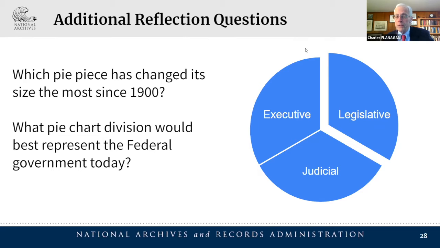Are the three branches equal? Is one branch dominant over the others? And, you know, you can argue that a lot of different ways, but the important thing is to argue it.